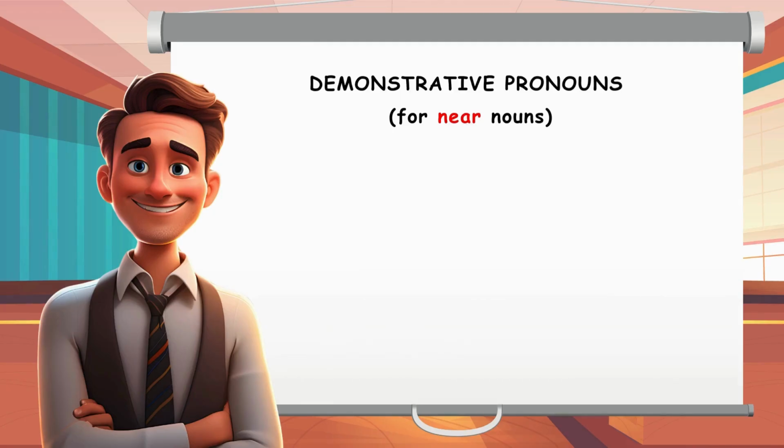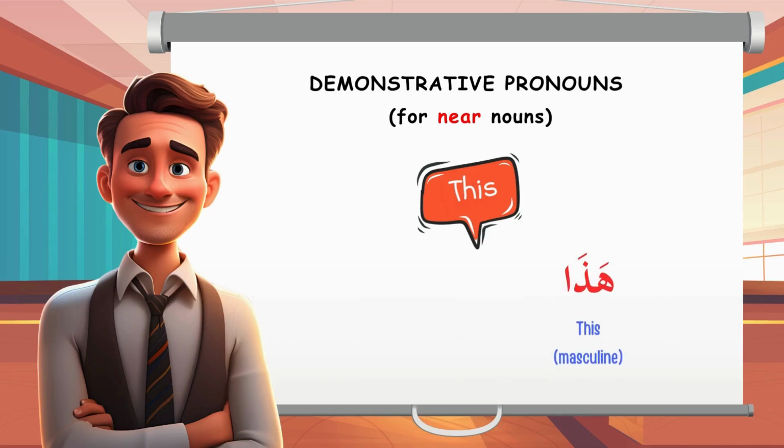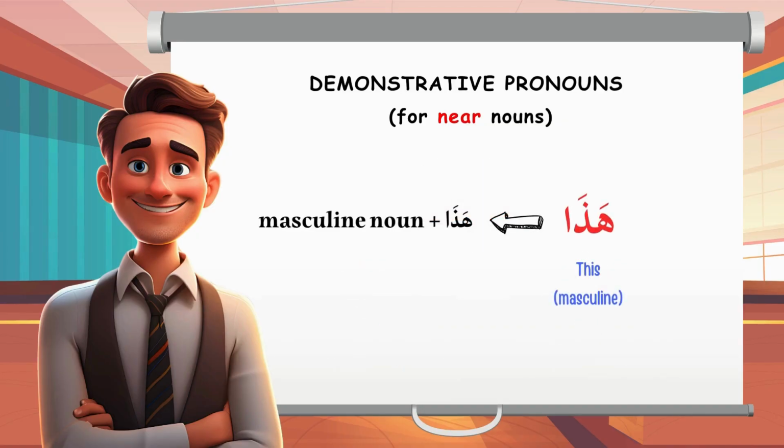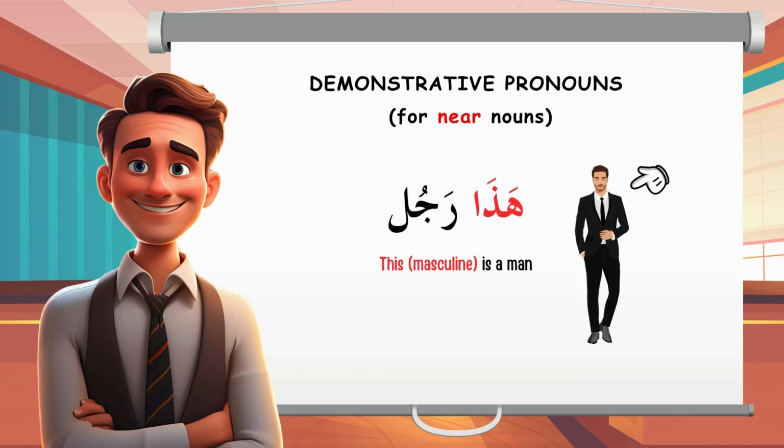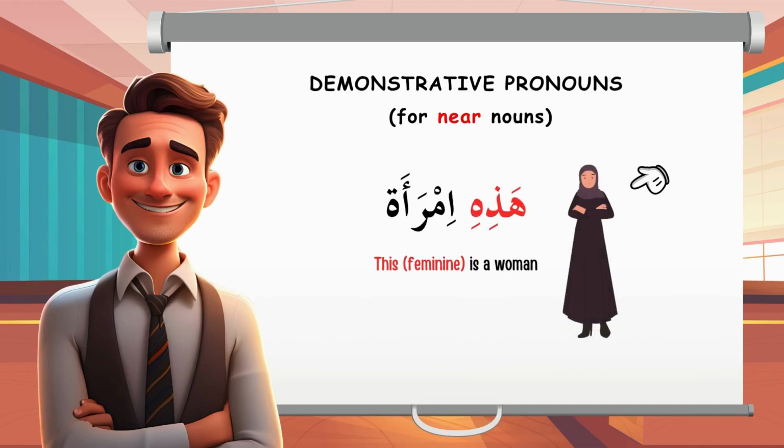In English, we use this to refer to something nearby. The word this in Arabic translates into هذا and هذه. We use هذا with masculine nouns. And we use هذه with feminine nouns. For example, هذا رجل. This is a man. هذه امرأة. This is a woman.